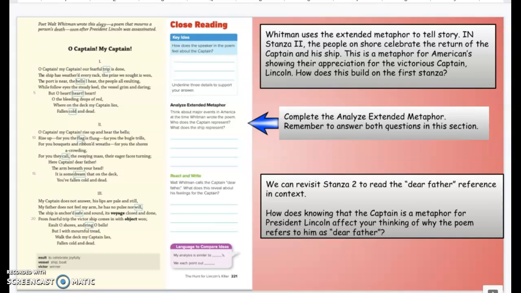So think about love and respect, thinking about emotions that you have for a father, and maybe respecting your own fathers. Again, you want to reread stanza 2 for that reference.